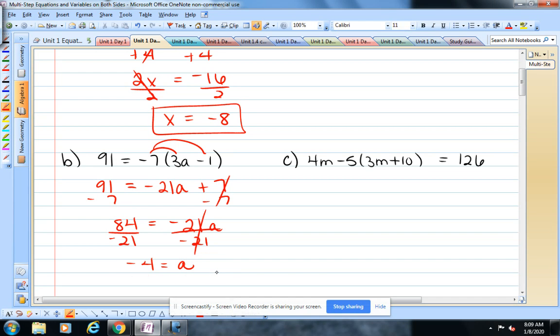Hey, y'all have been deprived of math for months. It's child abuse to deprive y'all of math.